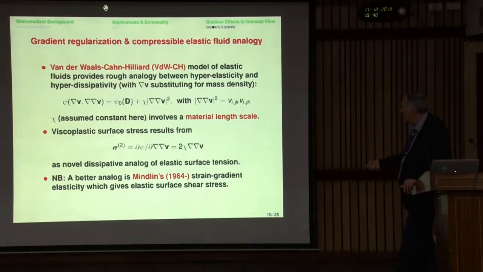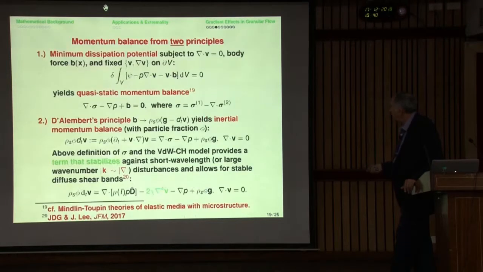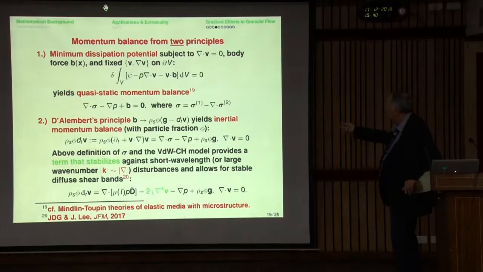You can get, in the same way, a viscoplastic surface tension from this hyperstress. It gives you a dissipative analog of an elastic surface tension. There's a better analogy than Cahn-Hilliard. Mindlin worked out a theory for elasticity many years ago, gradient elasticity. I'll go over this very quickly.